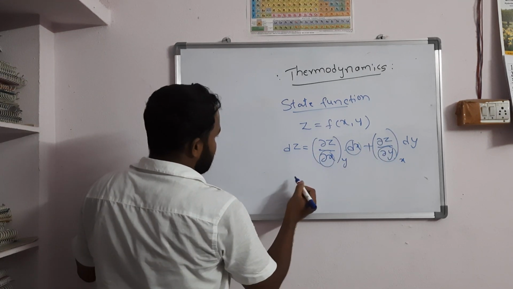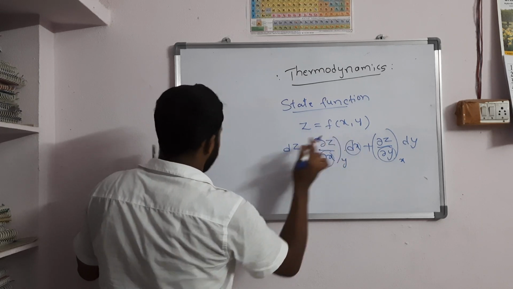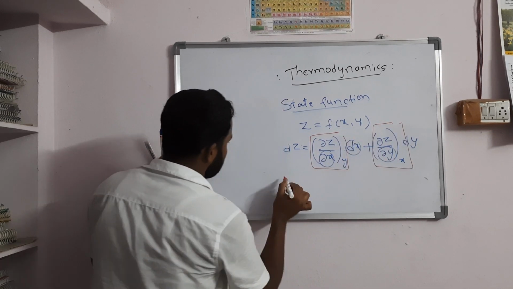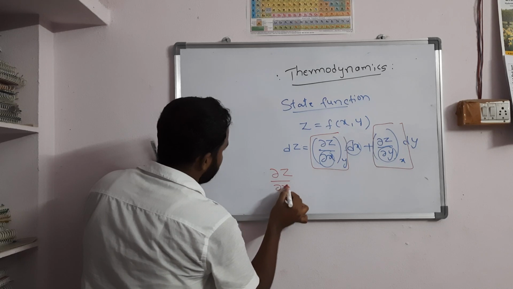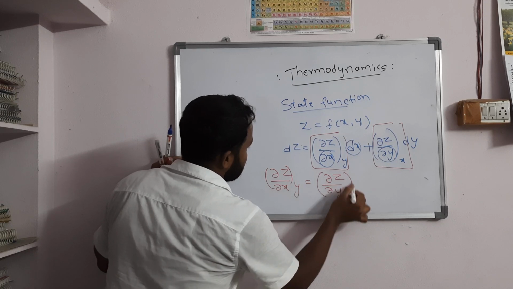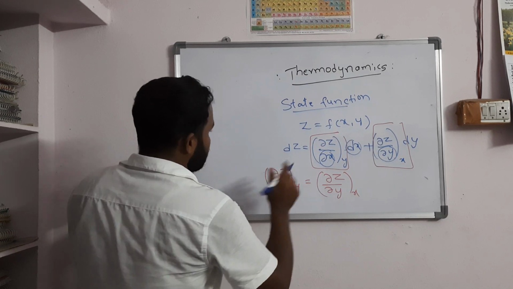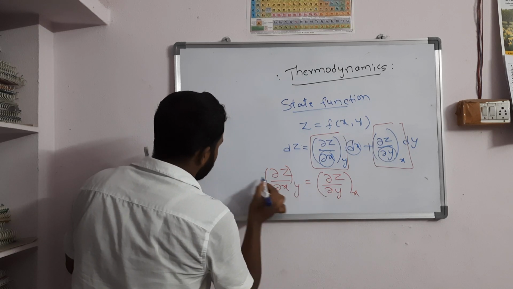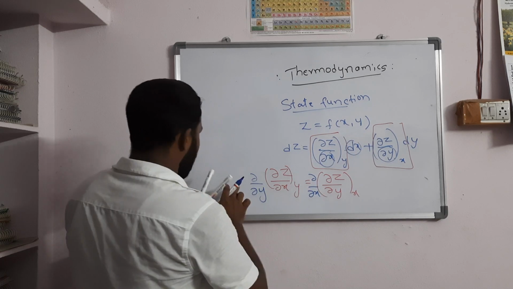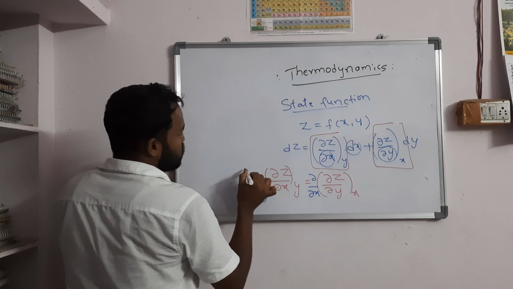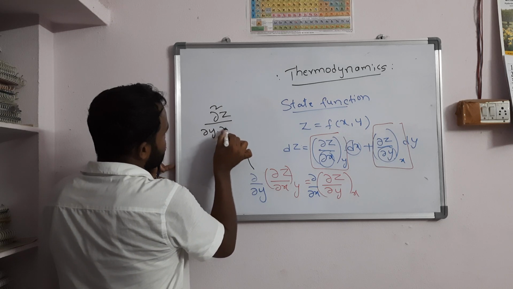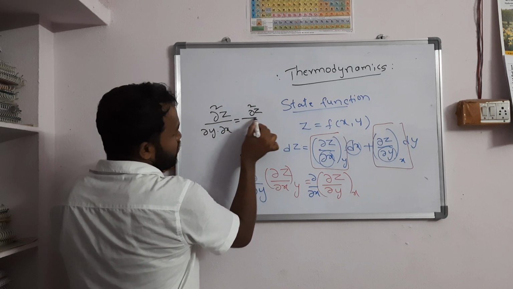So in this case, Euler's reciprocal law. So what is that? Just see, dou z by dou x at y, differentiated with respect to y, is equal to dou z by dou y at x, differentiated with respect to x. I write this total equation as dou square z by dou y dou x is equal to dou square z by dou x dou y.